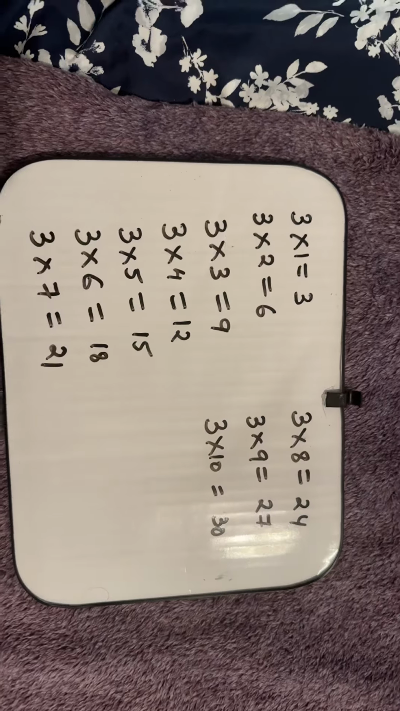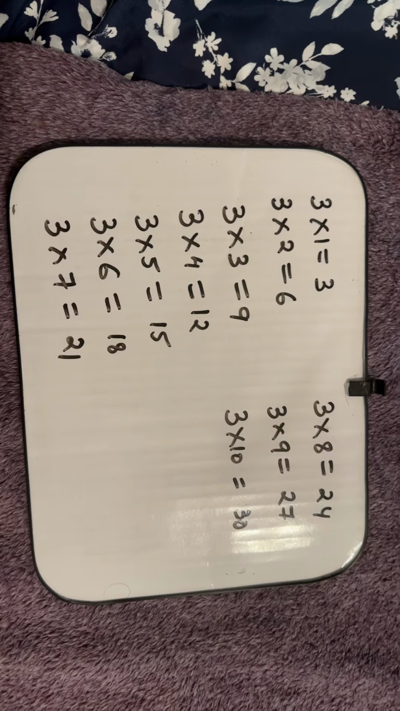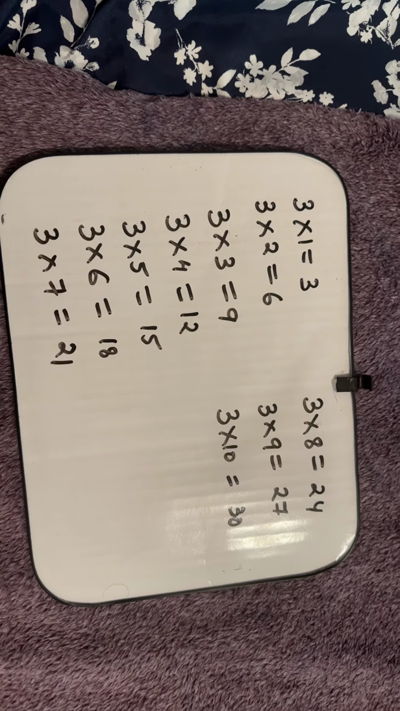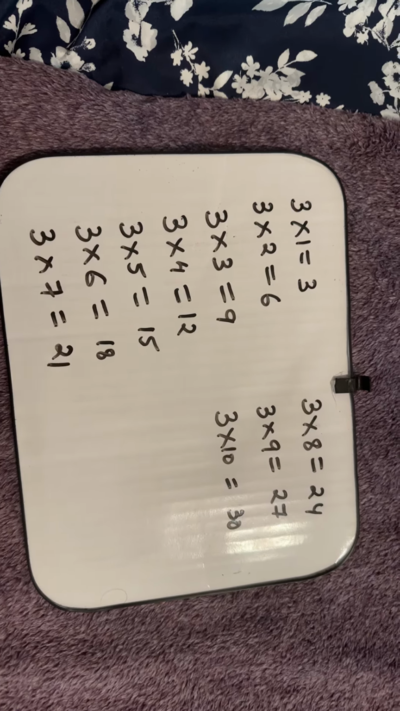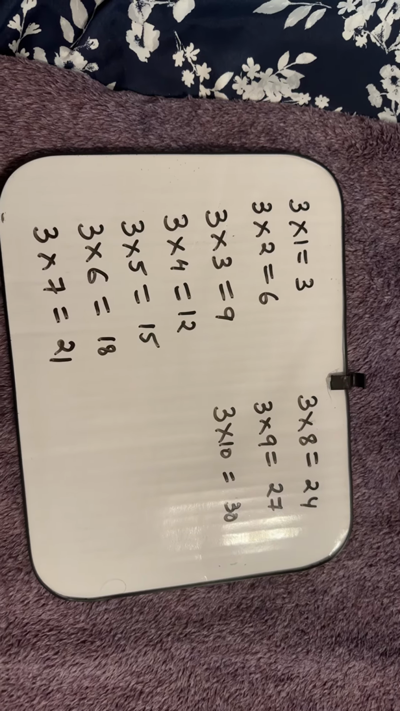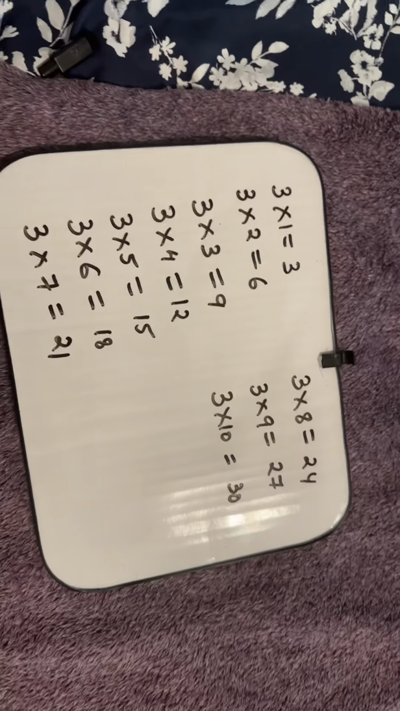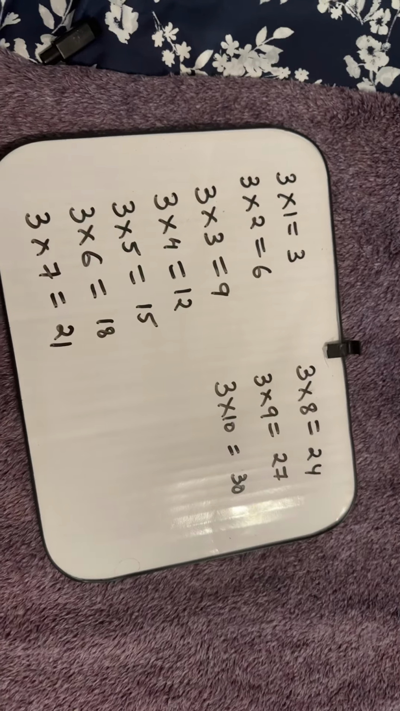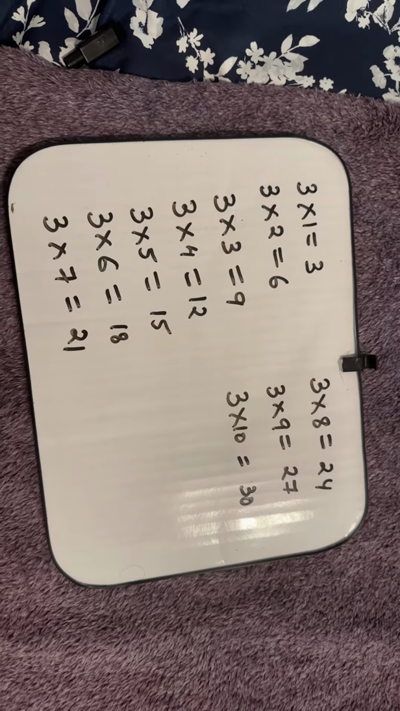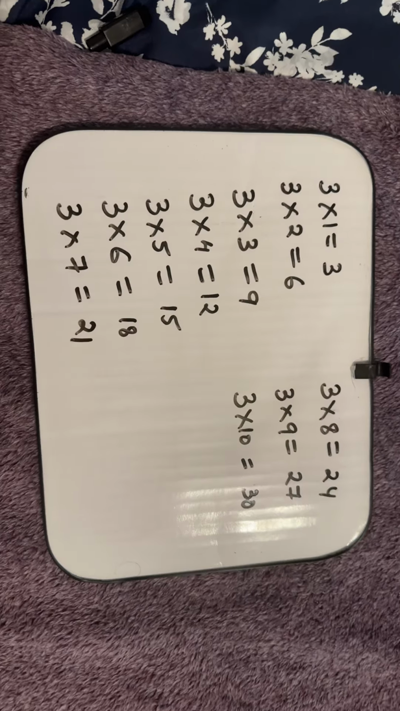My dear students, in this video, let's look at the multiplication table of 3. So, 3 times 1 is 3, 3 times 2 is 6, 3 times 3 is 9, 3 times 4 is 12, 3 times 5 is 15, 3 times 6 is 18, 3 times 7 is 21, 3 times 8 is 24, 3 times 9 is 27, and 3 times 10 is 30. So, let me show you some techniques.